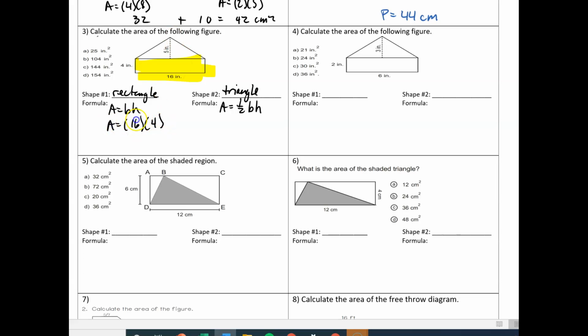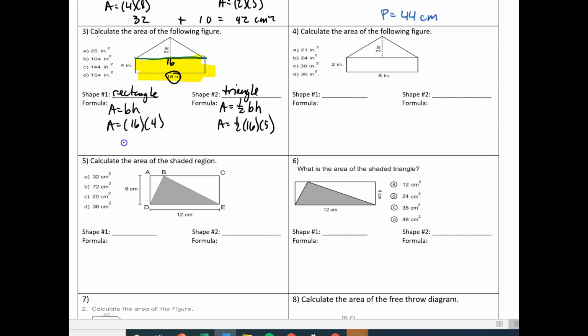For your triangle, it looks like you only have the height of 5, but again, remember, if this is 16 here, then this is 16 here, and that represents the entire base of that triangle. So you do have all the information that you need for the triangle. 1/2 of 16 times 5 works out nice, because 16 is even and it's easy to take half of an even number.